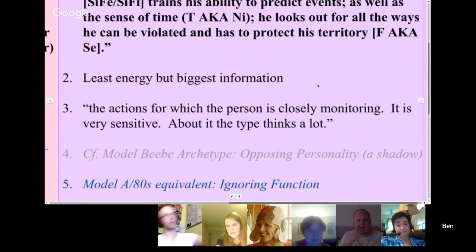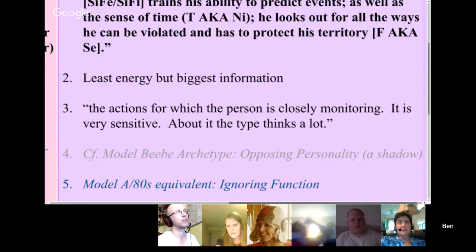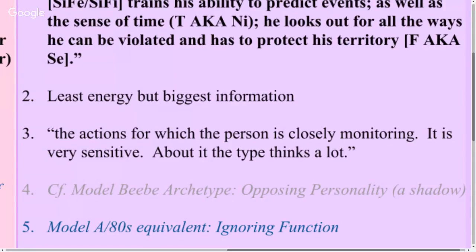So, do you think that this bit is true for you? Number 3, Carol. The actions for which the person is closely monitoring, it is very sensitive about it. The type thinks a lot. I don't guess I resonate with closely monitoring, but seriously, my spiritual side happens a lot, I think, between the FI and the NI. I think they're both involved in my spirituality. And I don't talk about that a lot, except in places like this, but that's a core of me, being a spiritual entity, and thinking that's important about us is that we're spiritual entities. So maybe that's right, and maybe it's just so obvious to me it's not even apparent to me I'm closely monitoring it.